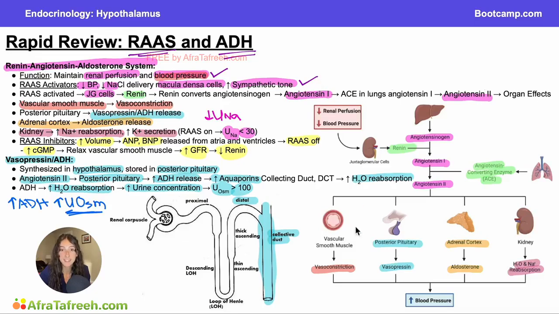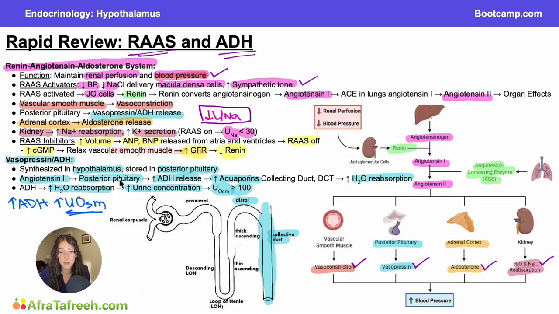When it is turned on, the RAAS system is going to cause vasoconstriction, increase antidiuretic hormone release, increase release of aldosterone, and increase sodium reabsorption and potassium wasting, which is going to lead to one of the key lab values that you should be aware of with the RAAS system, which is a decrease in urine sodium, because we're reabsorbing the sodium back into our bloodstream. And that's going to be one of the key ways you can tell if the RAAS system is on or off, in the absence of confounding factors like diuretics or whatnot.